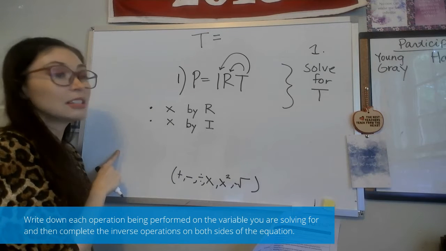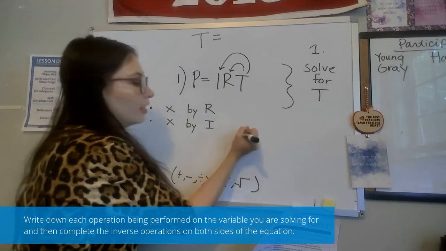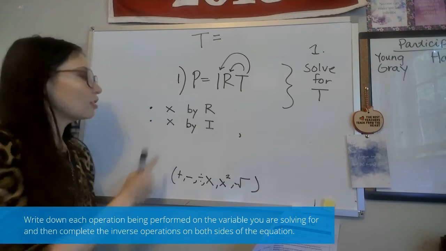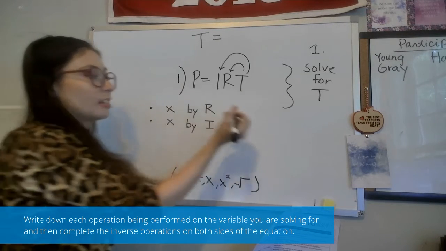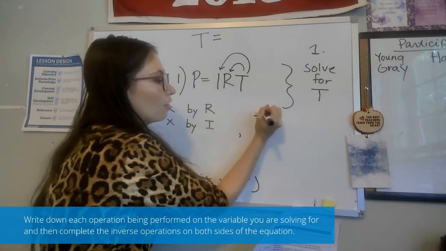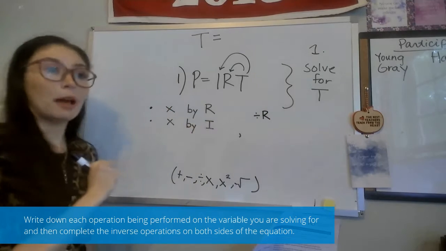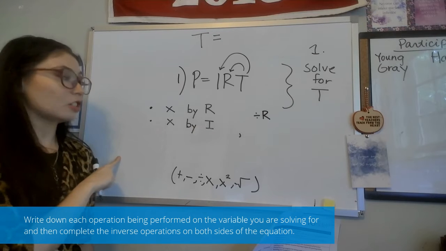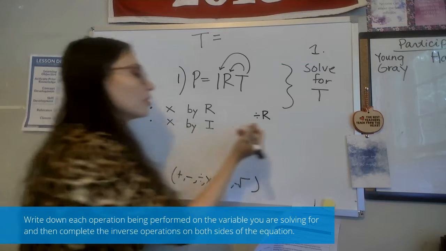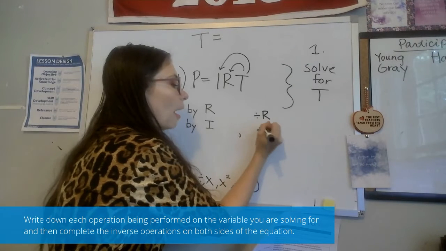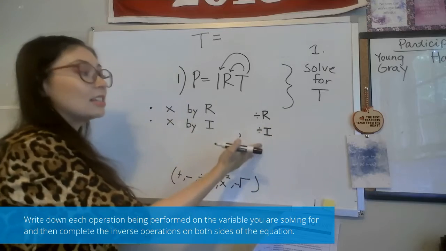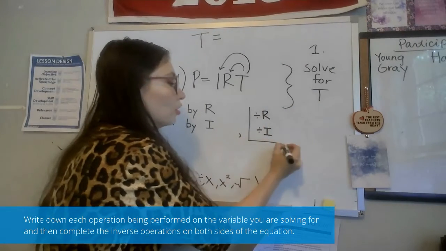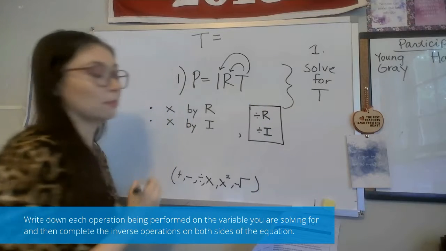And my third step is to then list the inverse operations. So the inverse of multiplication is division. So to solve, I'm going to divide by R. The inverse of multiplication is again division. So to solve, I'm also going to have to divide by I. This is where we know exactly what we are going to do to solve the problem.